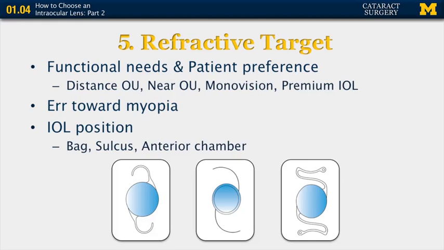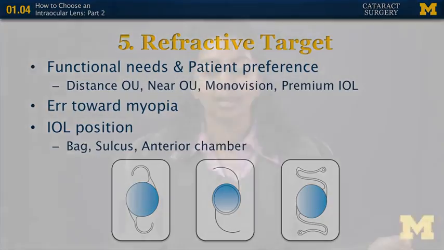Next, we tend to err toward myopia. Myopia is better than hyperopia if your calculations are off. Finally, we have to take into consideration any sort of intraoperative events. IOL position, of course, does determine the power selection as well. So if there's an intraoperative complication, we would also want to have a backup IOL calculation as far as a position, whether it goes in the bag, in the sulcus, or in the anterior chamber.